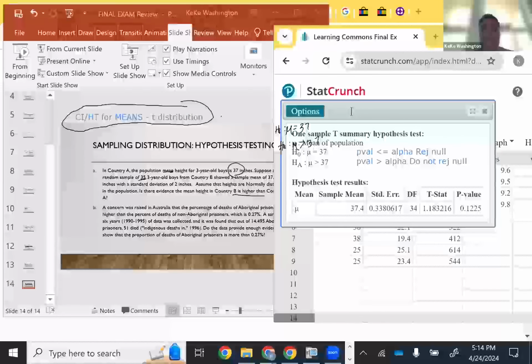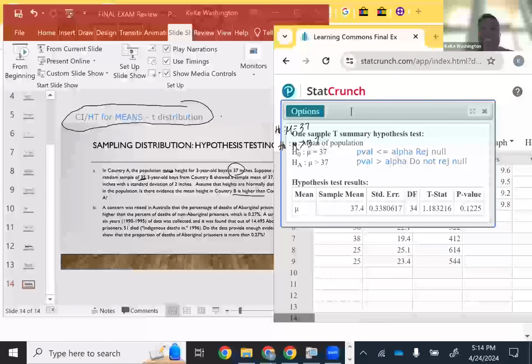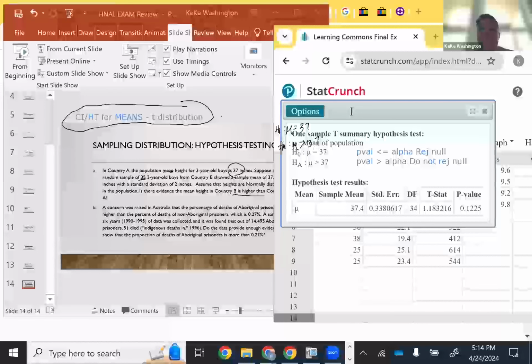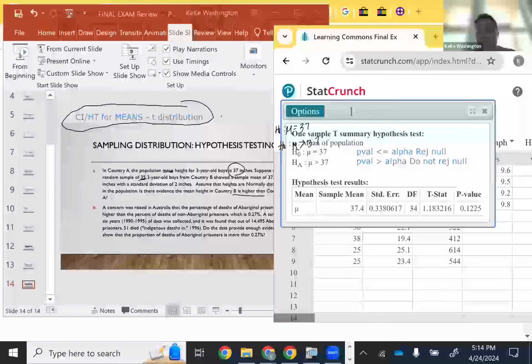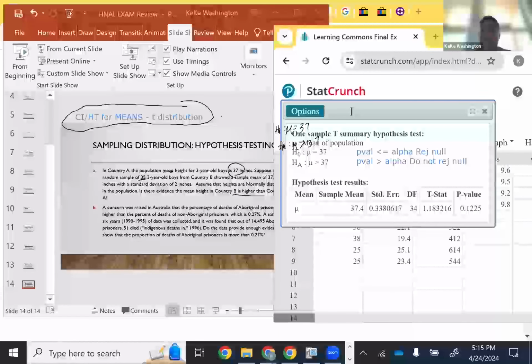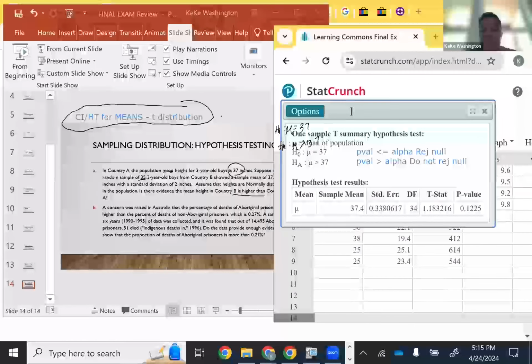In other words, my data is statistically insignificant. There is nothing that we see in our study that makes me believe that what I've been told, which is the average height of 3-year-old boys is 37, is not true. So the data was statistically insignificant. You didn't show me anything that I didn't already know or believe.